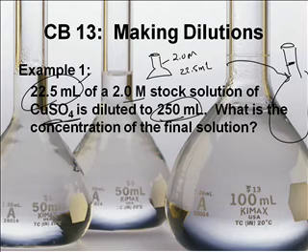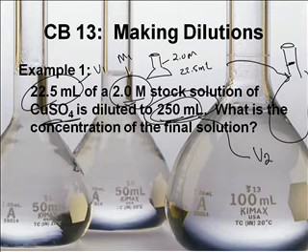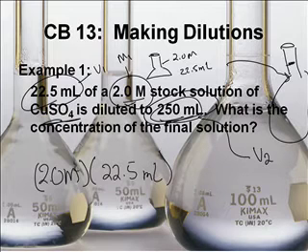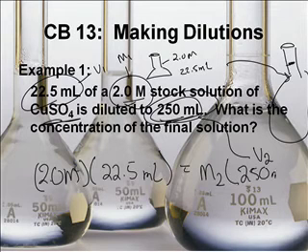So I just use my equation. Well, this right here would be V1. It's a volume, milliliters, right? This would be M1. This number right here would be V2. So I'm going to do M1V1. That would be 2.0 molar, that's M1, times V1, 22.5 milliliters, is equal to M2, that's my variable, my X if you will, times 250 milliliters.